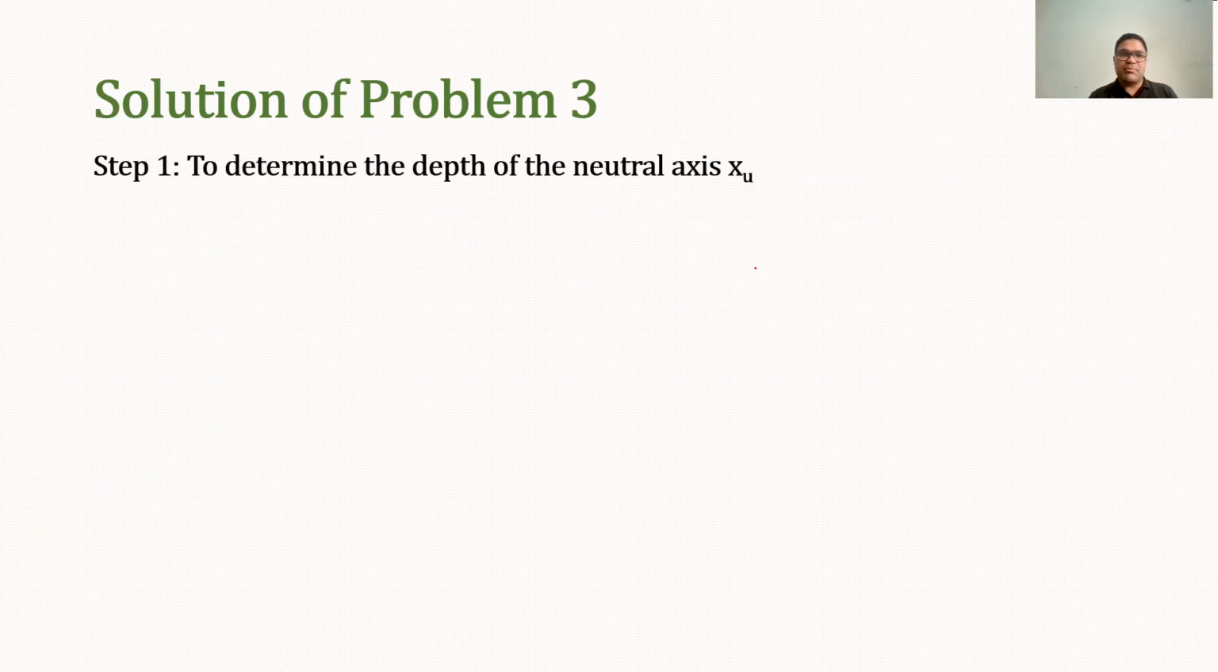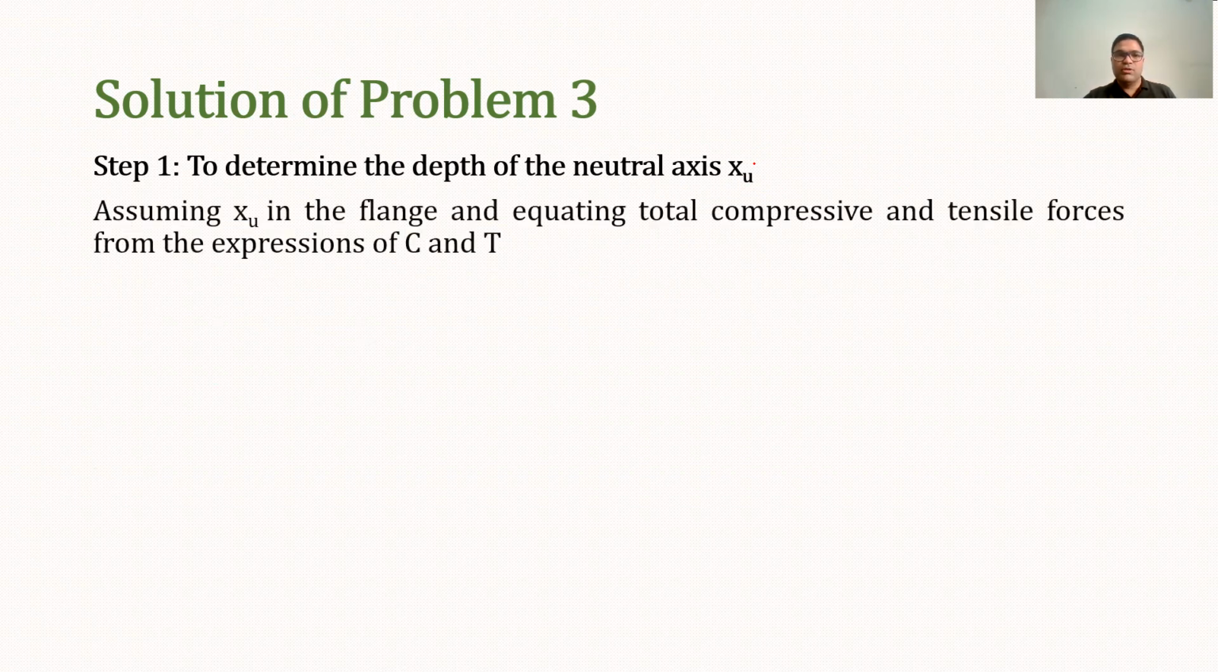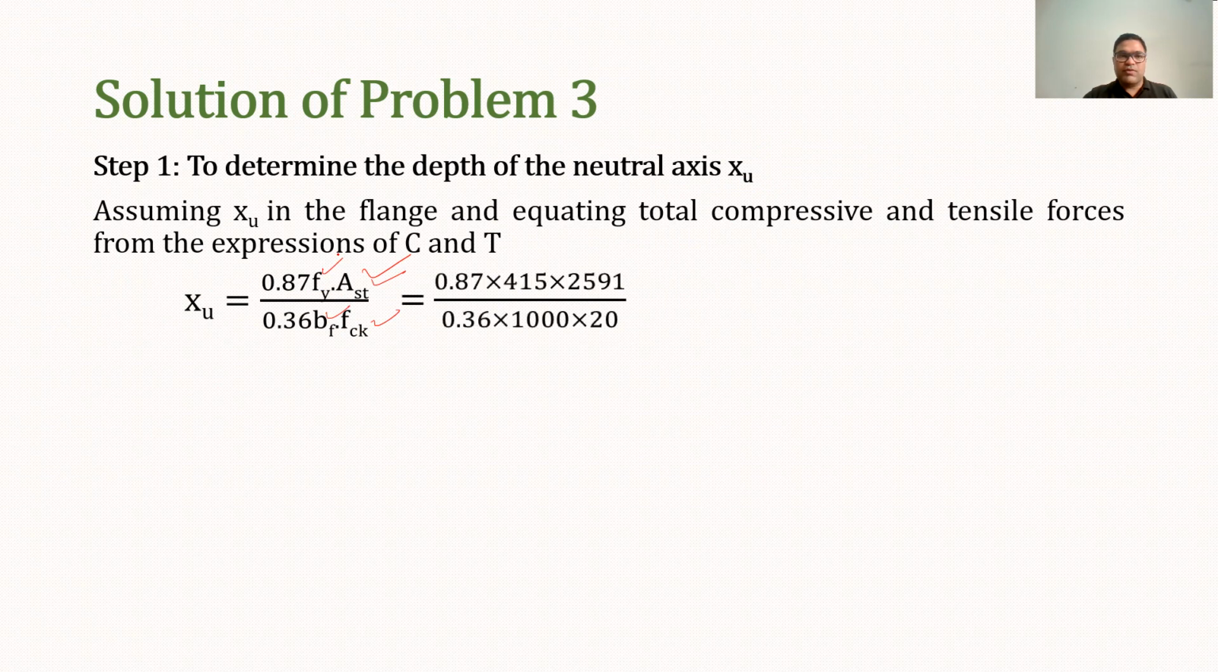So we will follow the same steps as we followed in the first problem. First we will determine the neutral axis depth by assuming that XU is lying in the flange. That is our first assumption to calculate the value of XU. We will use the same formula to find the value of XU, and putting in all the values, because we already know Fy, AST, FCK, BF, we get the value of XU as 129.